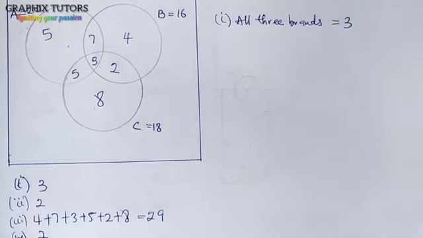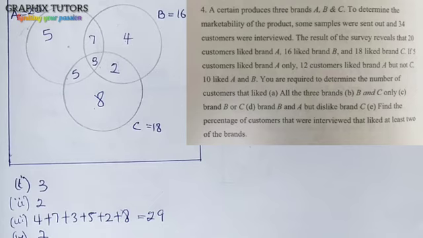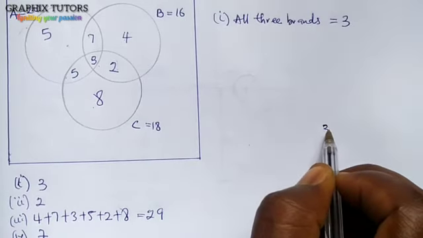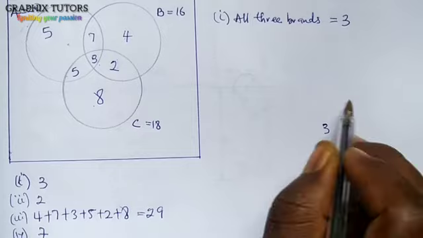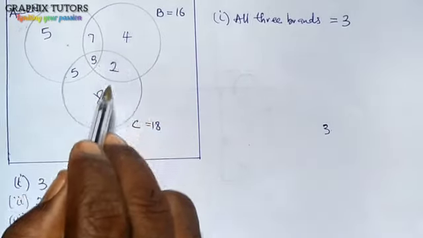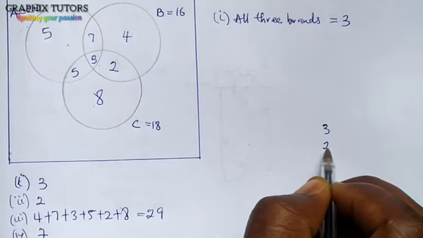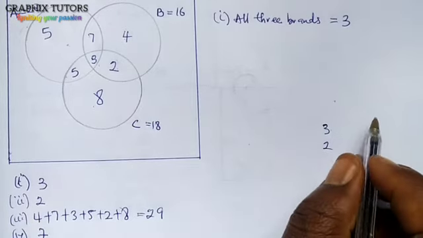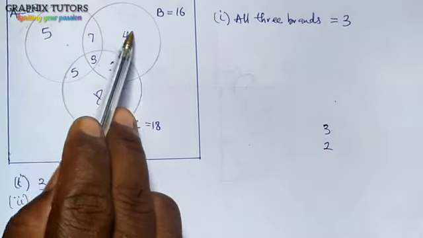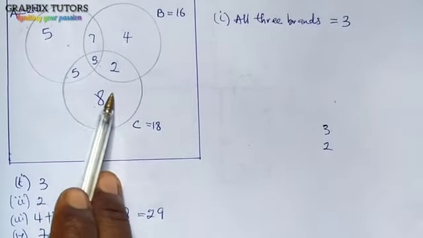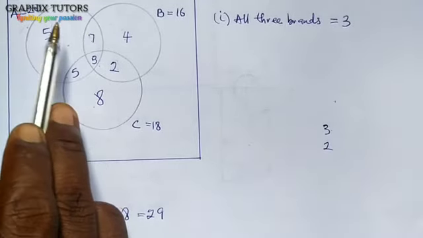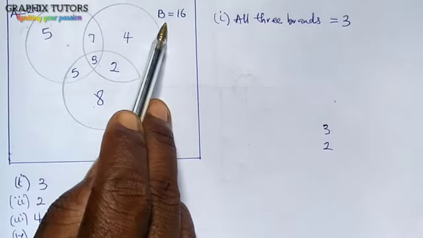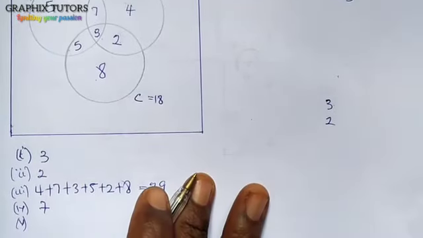For the E question here, look at the top right corner, it says find the percentage of customers interviewed that liked at least 2 brands. When you say the word at least, it means from the highest to that particular value. At least 2, so the highest here is 3. Anyone that is 1, we are not interested in. Like 5 is just 1, 4 is 1, 8 is only 1 set. But 7 is having both A and B. Are we good?